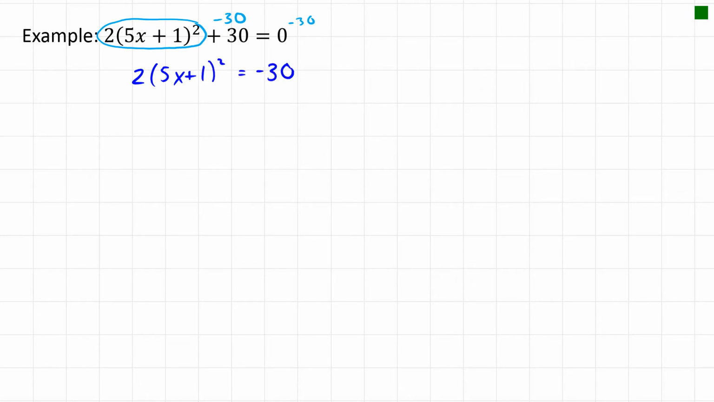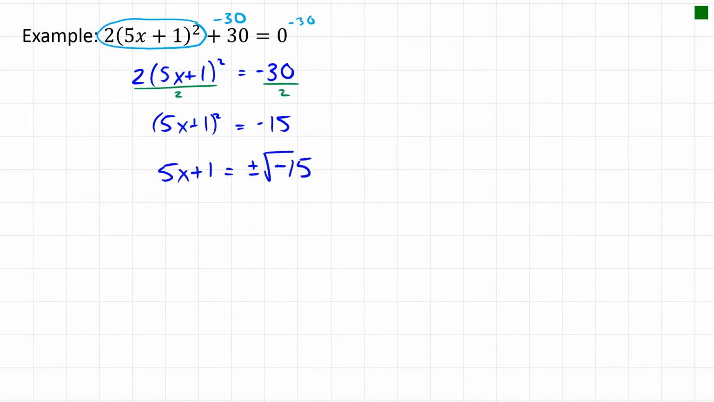And then we'll divide each side of the equation by 2, leaving us with (5x + 1)^2 = -15. And now we'll use that square root principle. If we have something squared equals k, then we have 5x + 1 equals the positive or negative square root of the right-hand side.